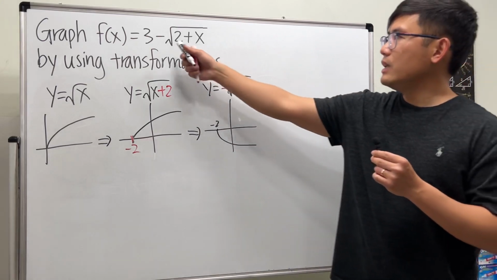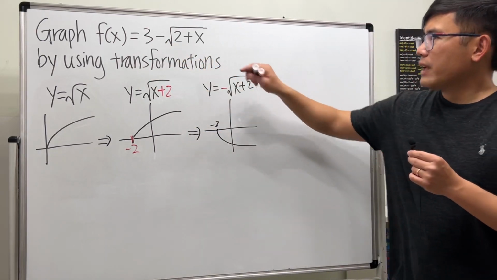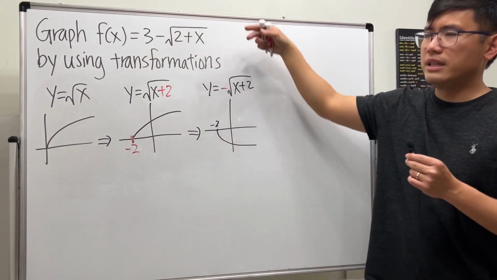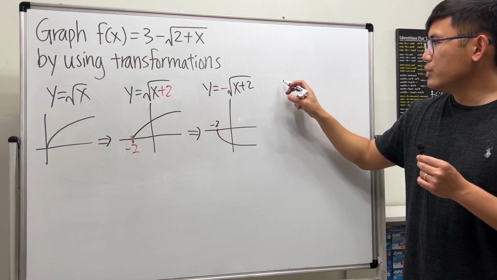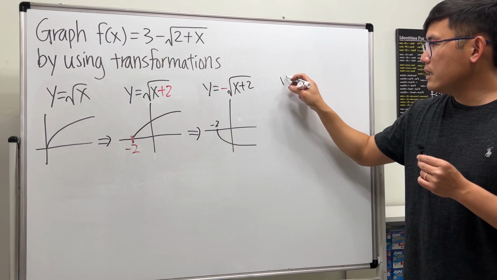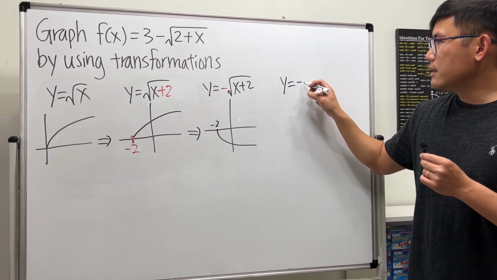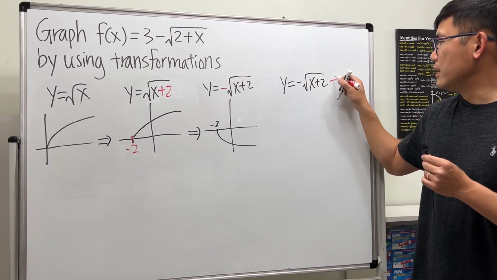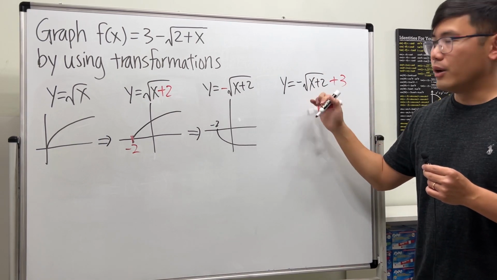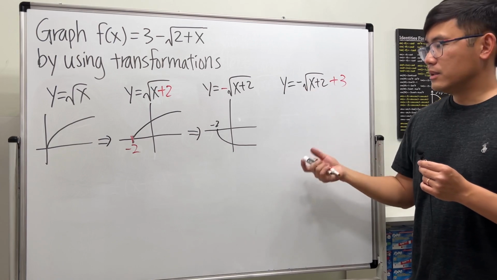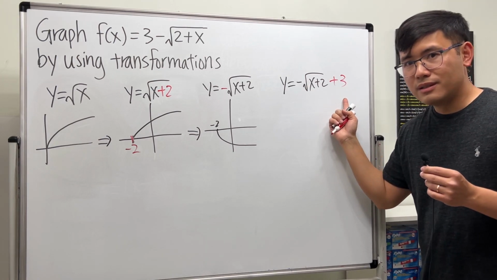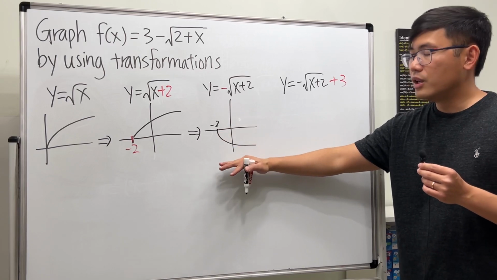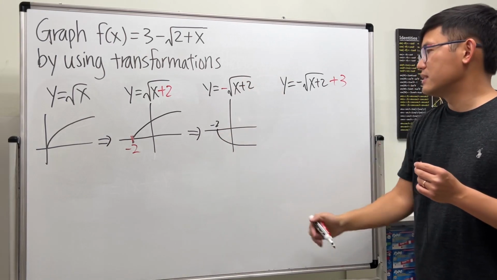Okay, lastly, we have the 3 right here. So this 3 is positive, so it's really the same as this thing plus 3 at the end, right? So we can also look at that as y is equal to negative square root of x plus 2, and then plus 3. This is outside of this part. So this plus 3 tells us to take the graph right here, go up 3 units.